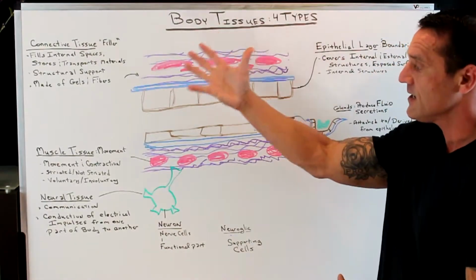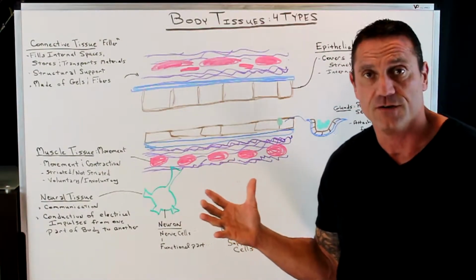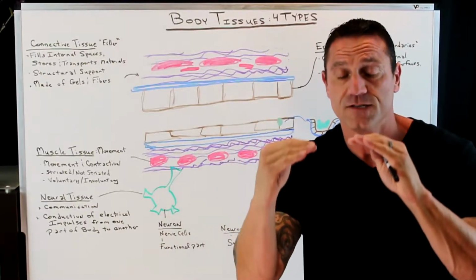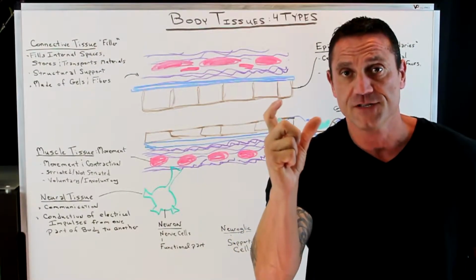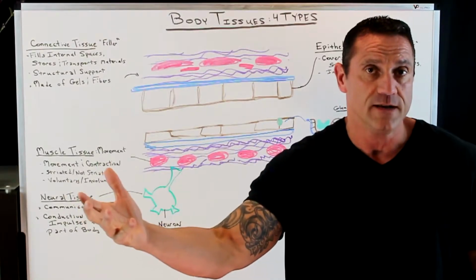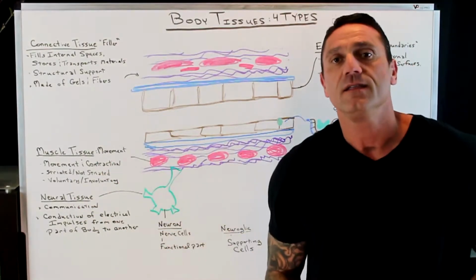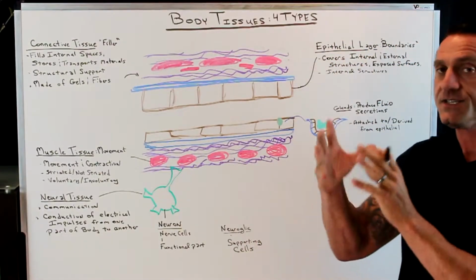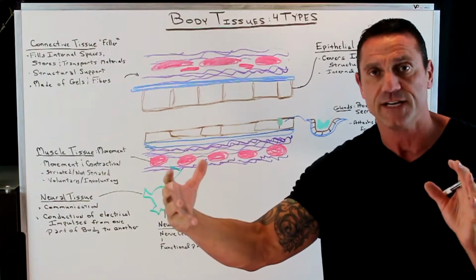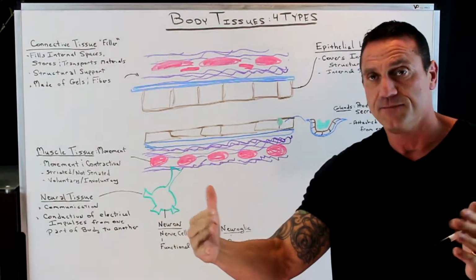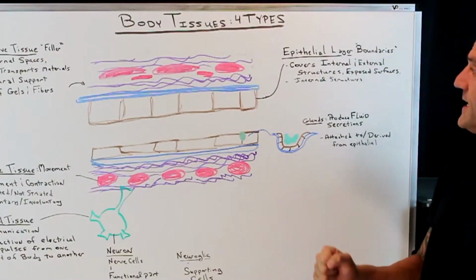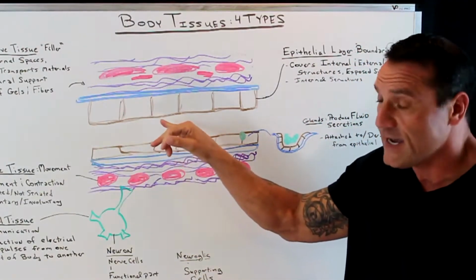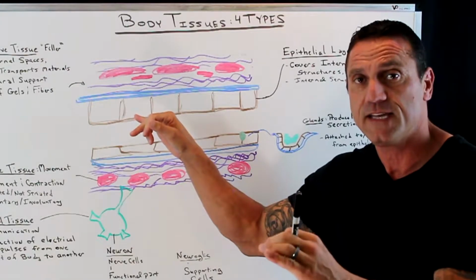So if we take a body tissue and cut it in half, let's start from the superficial layer down to the deep layer. The superficial layer, like layer number 1, like your skin, that's the epithelial layer. The function of the epithelial layer is to create boundaries. It's for security. It's the blanket. It covers the internal and external structures, exposed surfaces, and internal structures. So you have different layers to the epithelial layer.